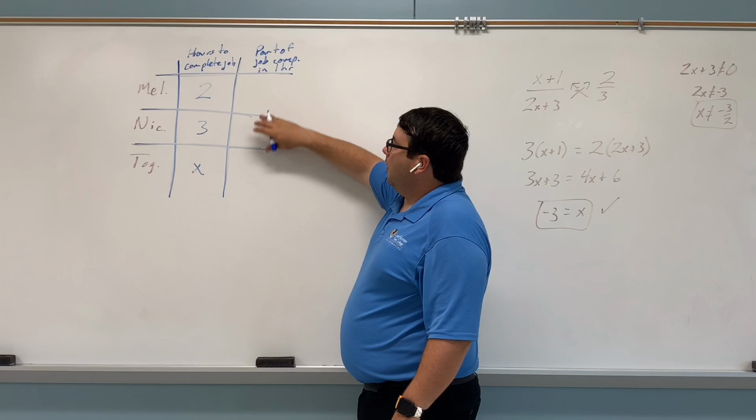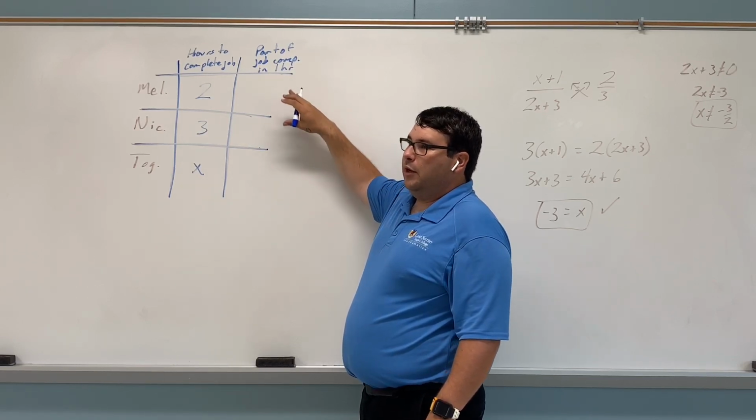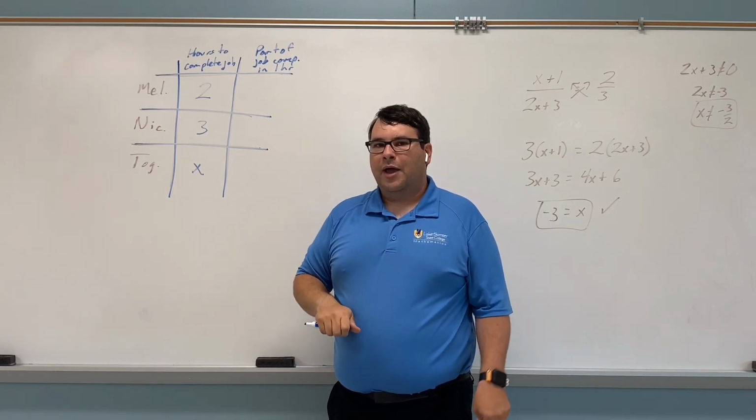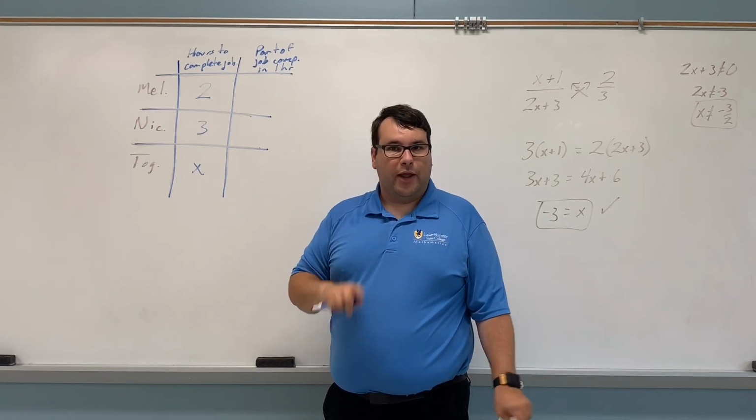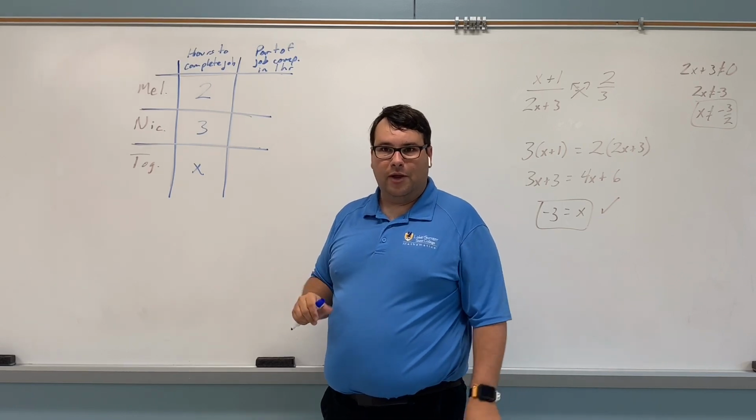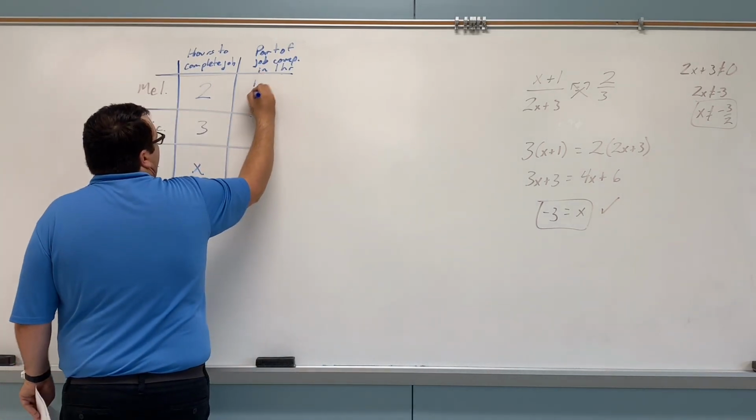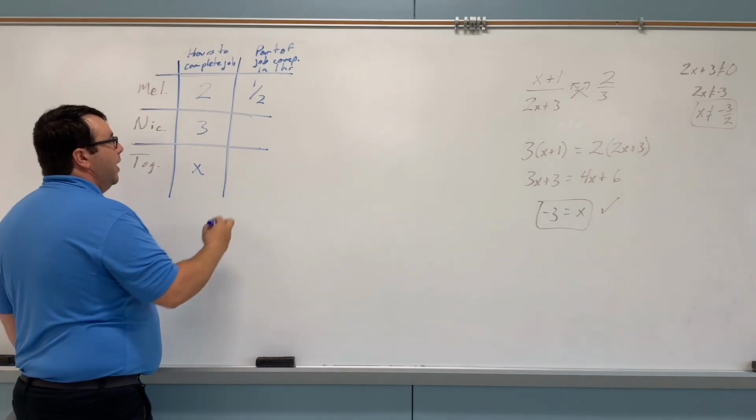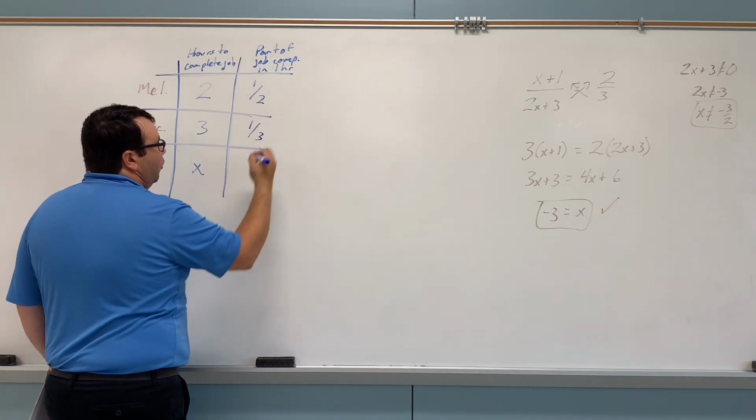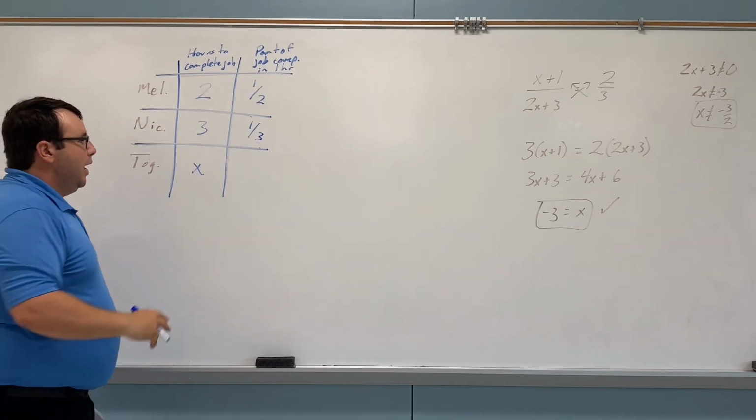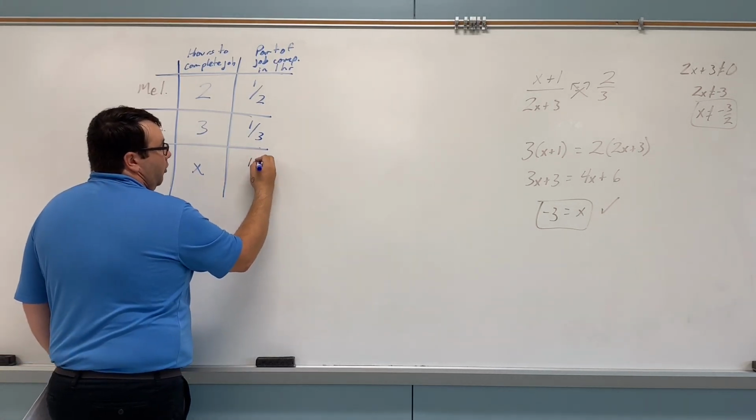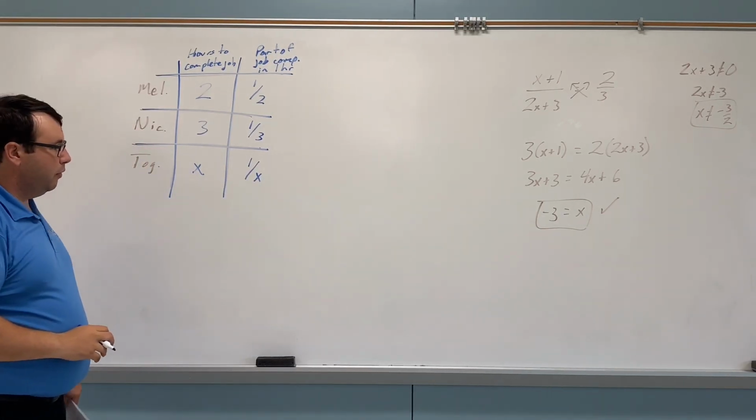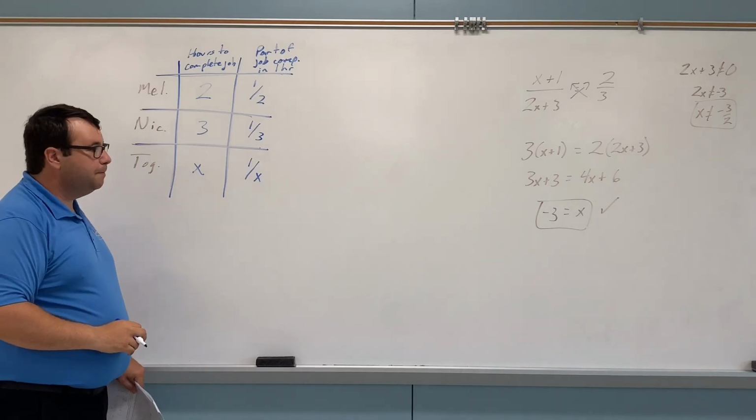This extra column that you're seeing here is part of the job completed within 1 hour. If it takes Melanie 2 hours to complete the job, how much of the job is actually completed after 1 hour? Half, right? So that would be 1/2. How about for Nicole? Well, if it takes her 3 hours, in 1 hour she's completed 1/3 of her job. And the together time, we don't know, but it would be 1/x. So within 1 hour, they've completed 1/x of the job.